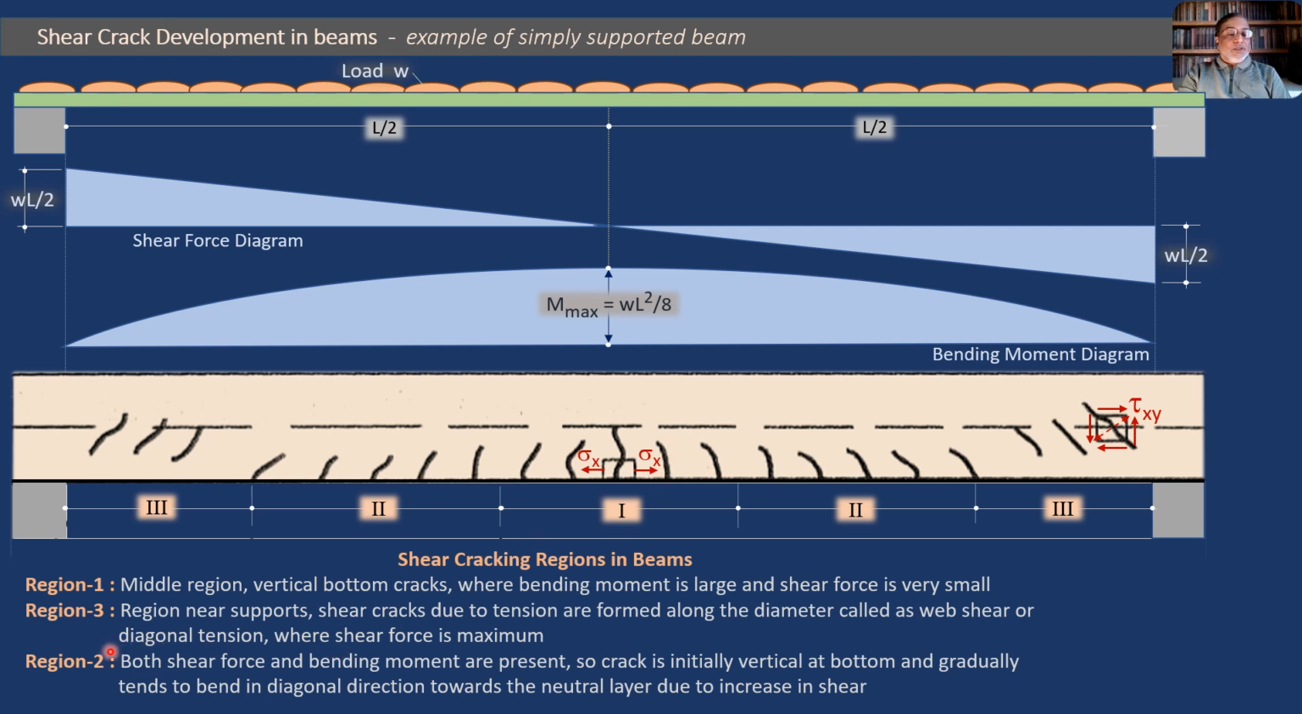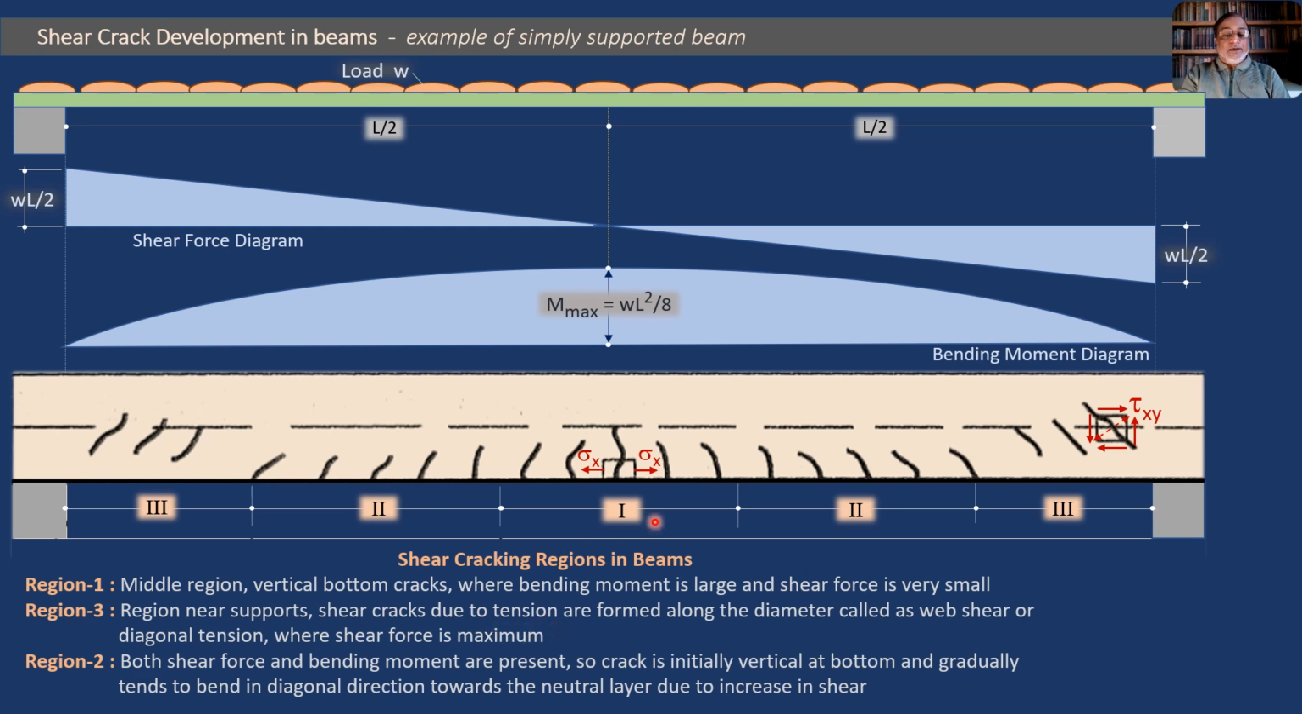Now the other region is region 3, which is the other extreme. So we will consider region 2 later on. Region 3 is the shear prominent region. Region 1 was the bending prominent region. So what is the description about region 3? Region 3 is the region near supports. Shear cracks due to tension are formed. Shear cracks due to tension means, here the tension means diagonal tension. Diagonal tension due to shear.